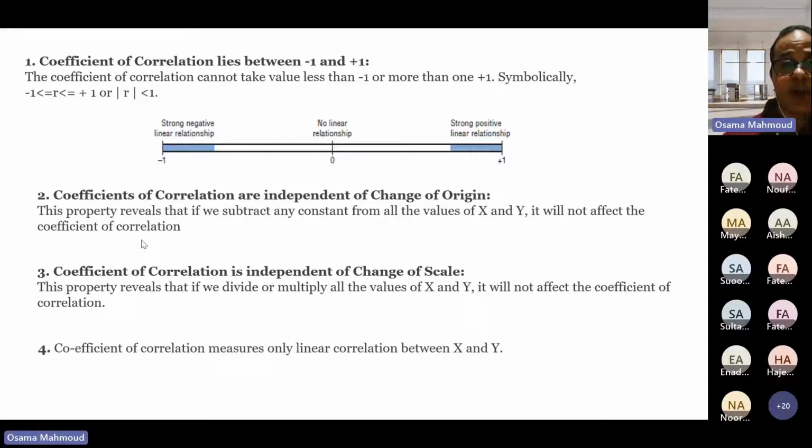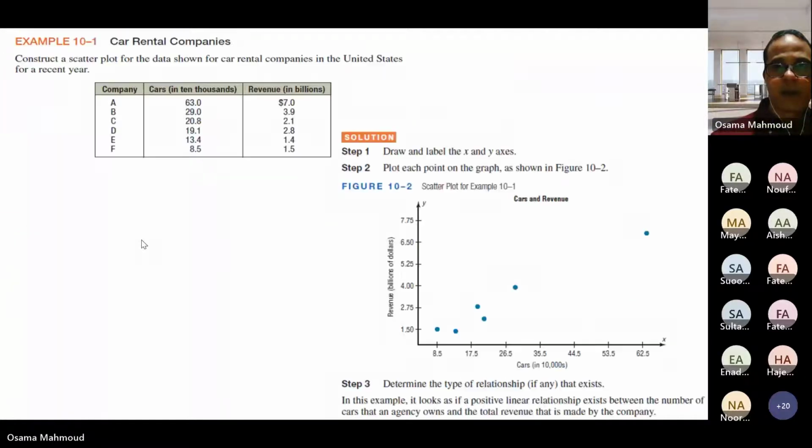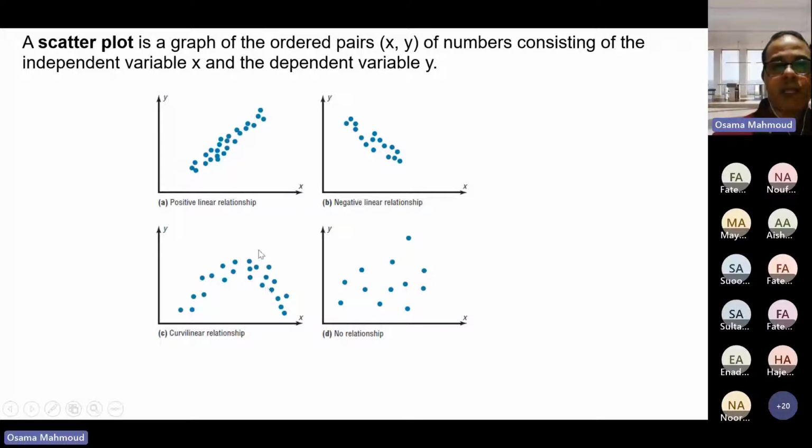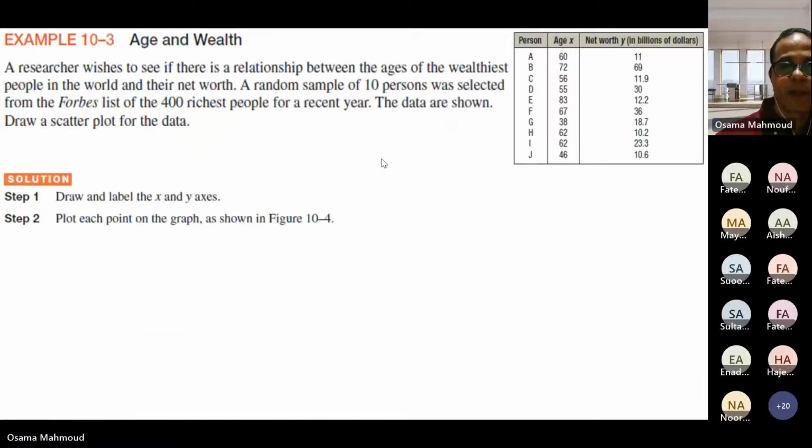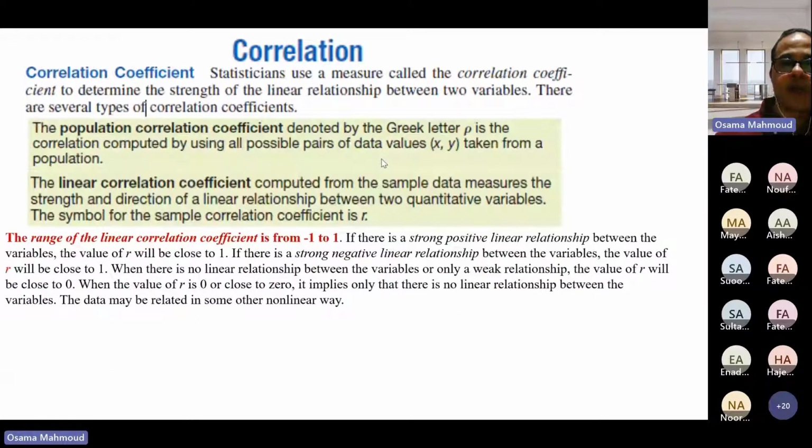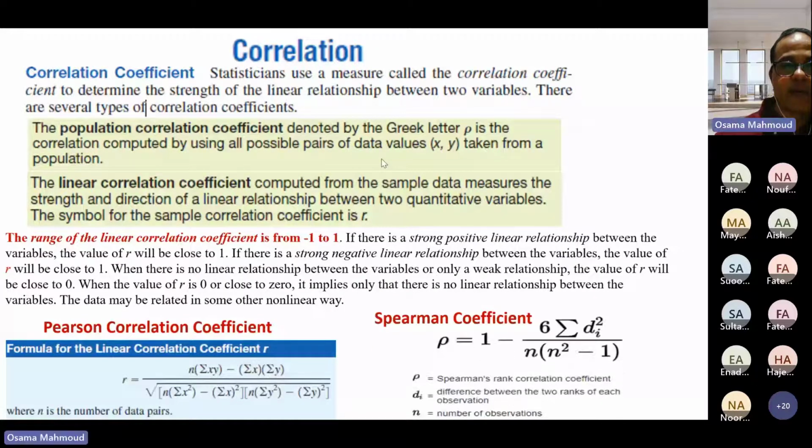Also, the coefficient of correlation measures only linear correlation between X and Y. Don't say if you have the scatter plot like this one, and say, I will get the correlation coefficient. So you will make a big mistake because this is not linear relation to have the correlation coefficient. And this one, there is no relation at all to find the correlation coefficient for this data. So you have to use the scatter plot to check you have a linear relation or not. If you have a linear relation, you can go for linear regression equation and the linear correlation coefficient. If you don't have linear relation, don't go for linear regression equation or correlation coefficient.